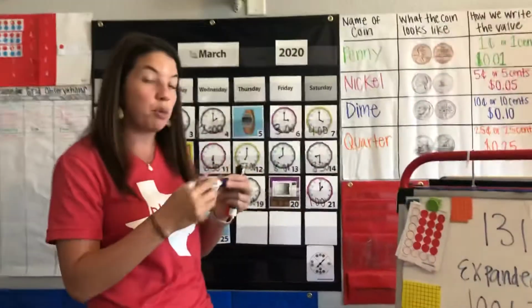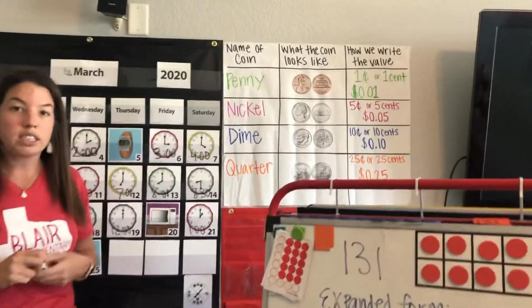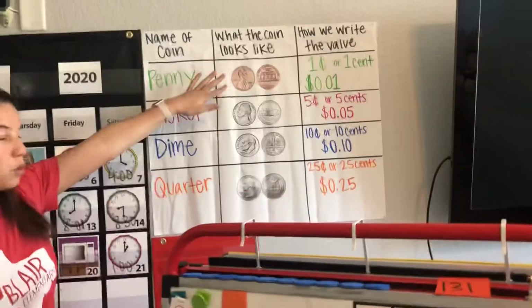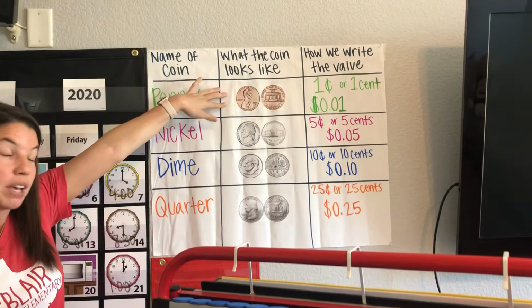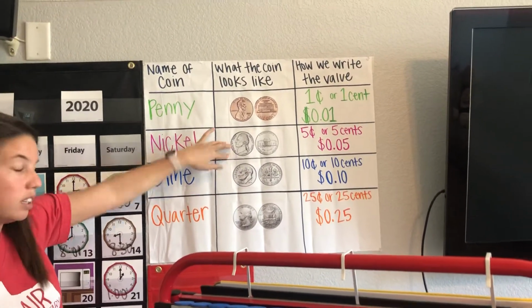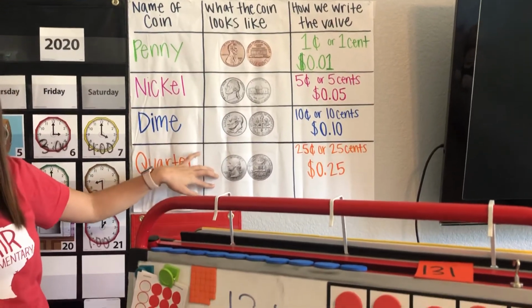All right, so today, boys and girls, our main focus is going to be money. So we're going to review our coins, and then we're going to practice counting them together. So our first coin is a penny. Our second coin is a nickel. Then we have a dime. And then we have a quarter.